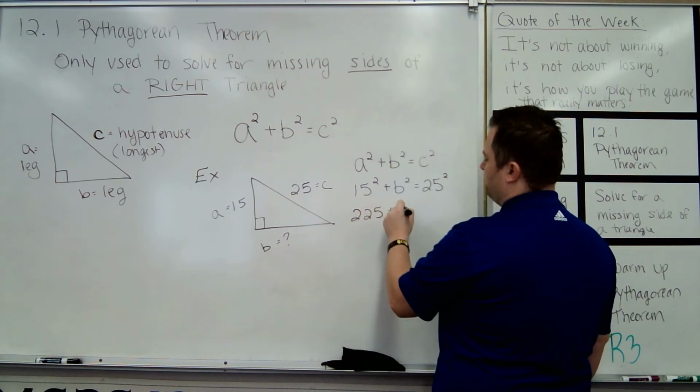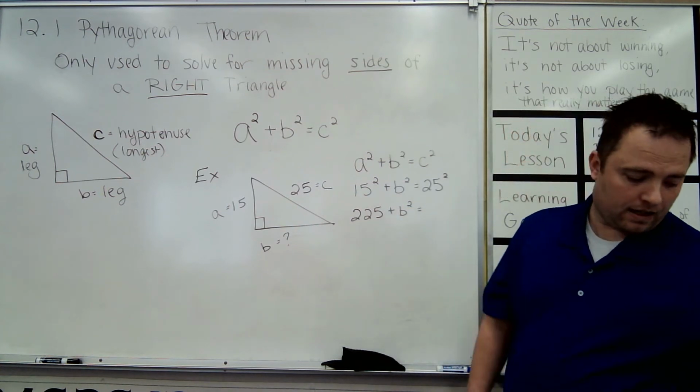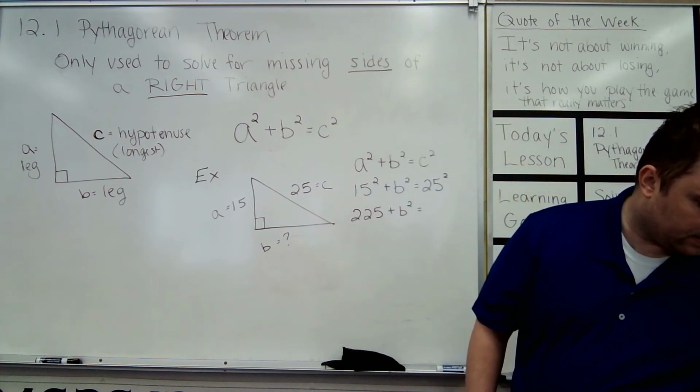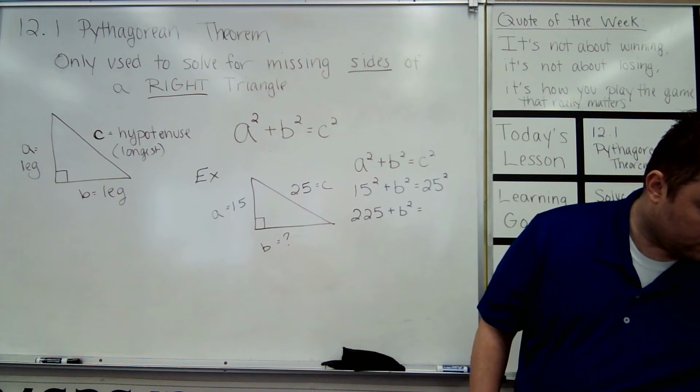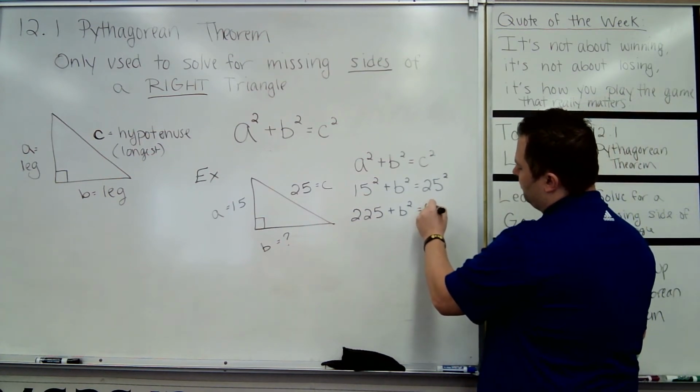And that's plus B squared. And then 25 times 25. Okay, 25 times 25 is 625.